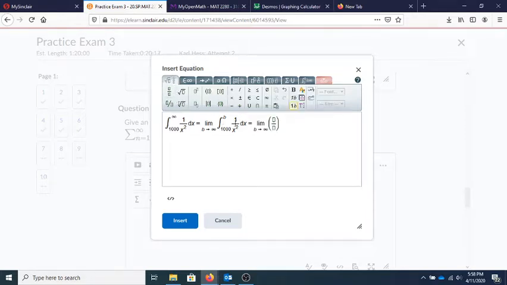There we go. Now the antiderivative of 1 over x squared is negative 1 over x. So my first fraction is negative 1 over b. And then we're subtracting negative 1 over 1,000, so really plus 1 over 1,000. And of course, since we're taking the limit as b goes to infinity, that first fraction will go to 0, and the limit will then just be the second fraction.